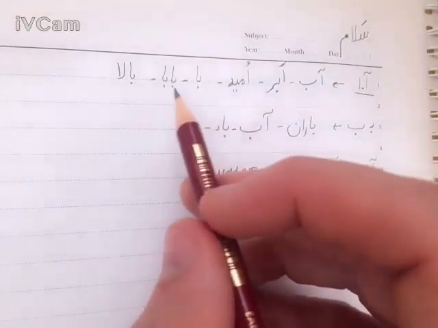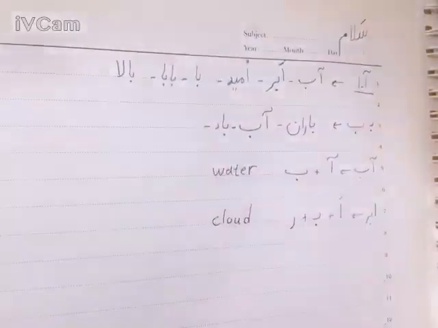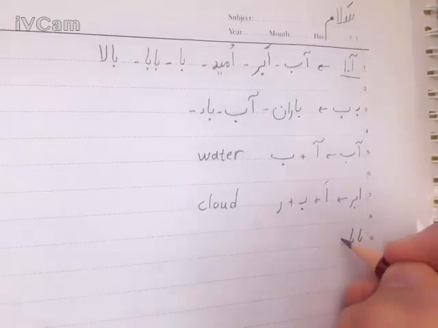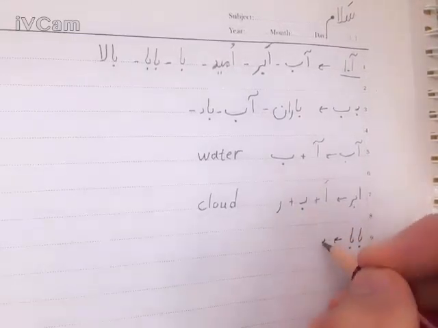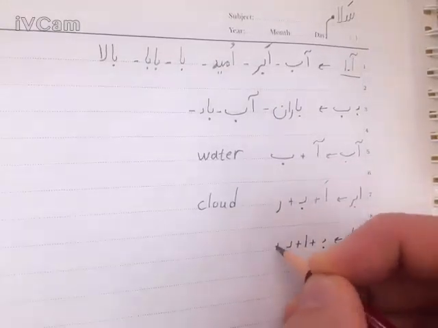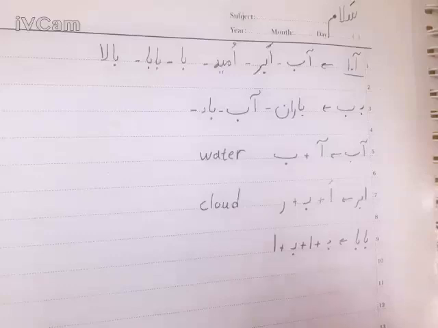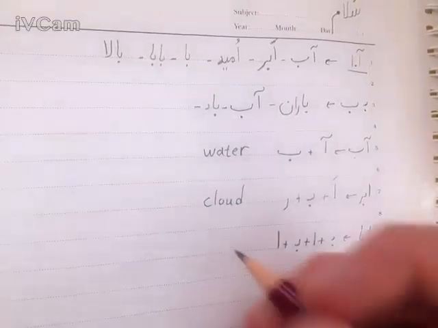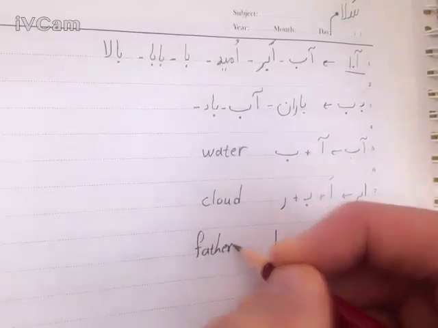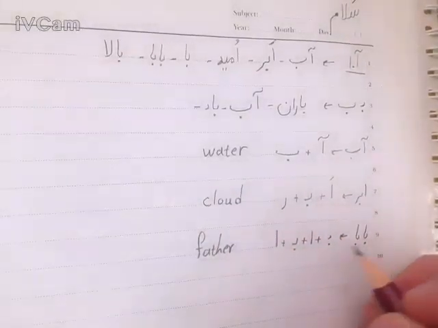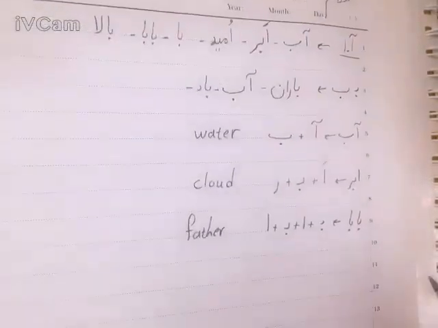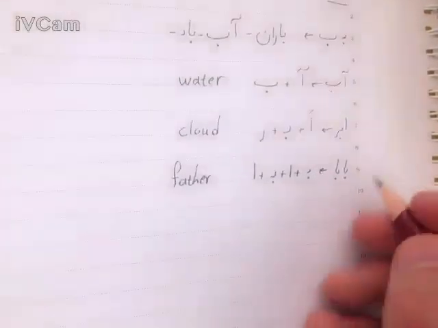So let's see this one, baba. Baba means father. So B plus A plus B plus A. So we have father for Baba. B A B A. So let's go with the next letter, which would be P.